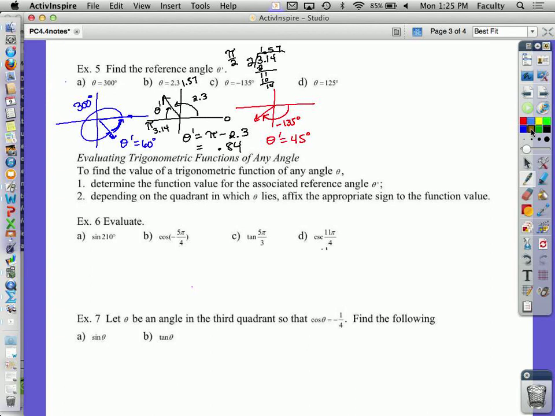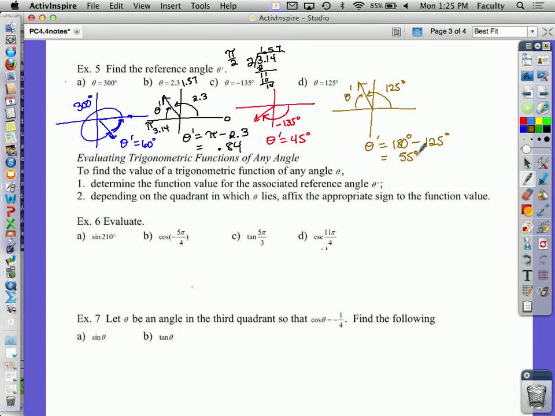All right, then the last one, 125 degrees. So theta prime is how far away am I from the x-axis. In the second quadrant, you need to take 180 minus 125, and what does that give you? 55 degrees, okay?